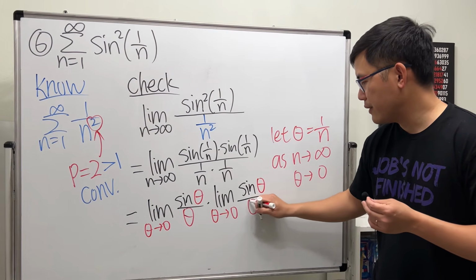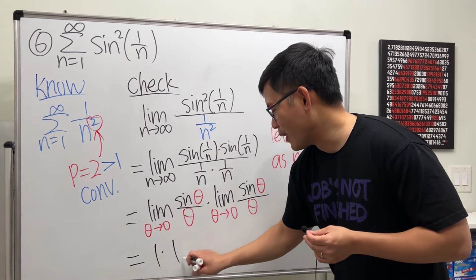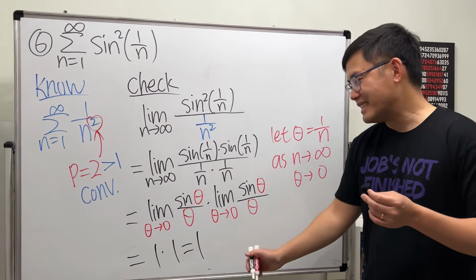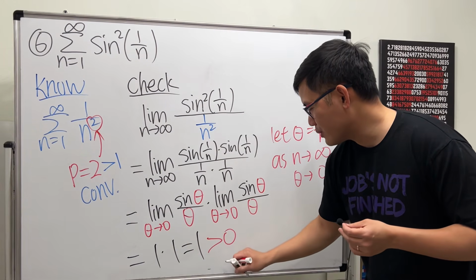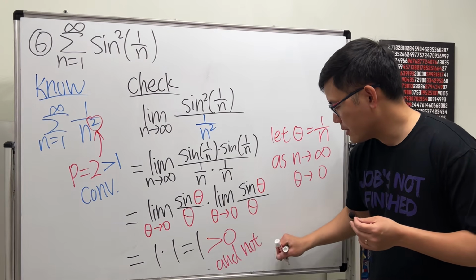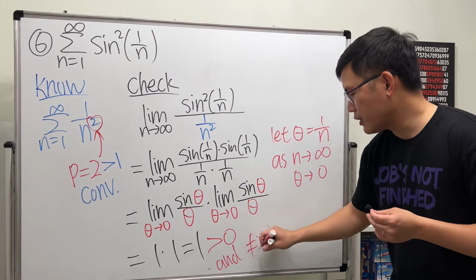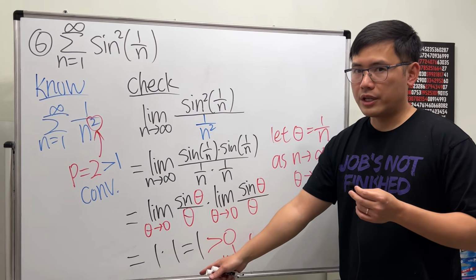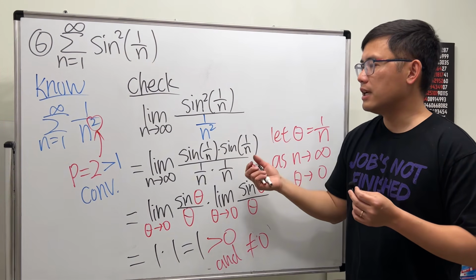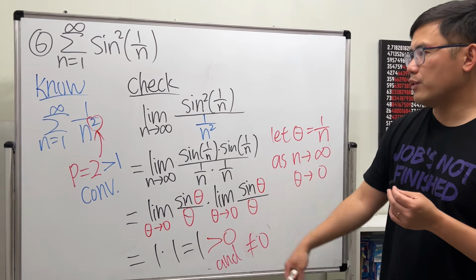Over theta. But at the very end, we are just really doing 1 times 1, which is still equal to 1. And same conclusion like earlier. It's greater than 0 and not equal to infinity. You have to make sure that the limit that we get right here after the limit comparison test is a positive finite number in order for us to draw a conclusion.